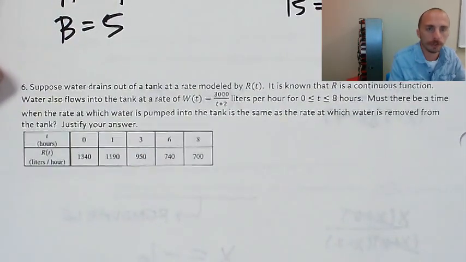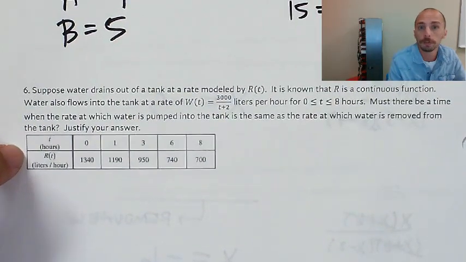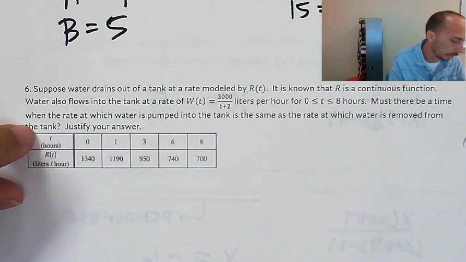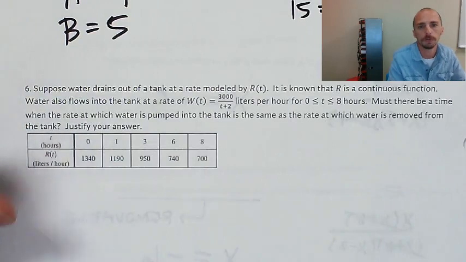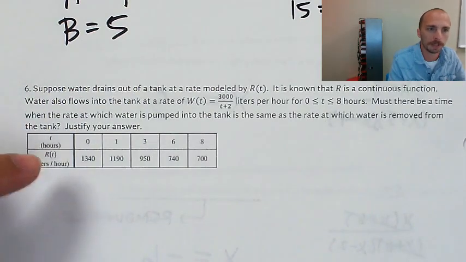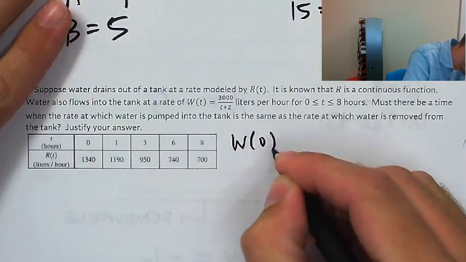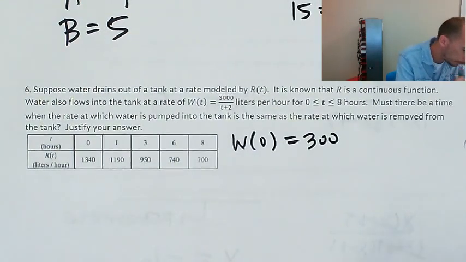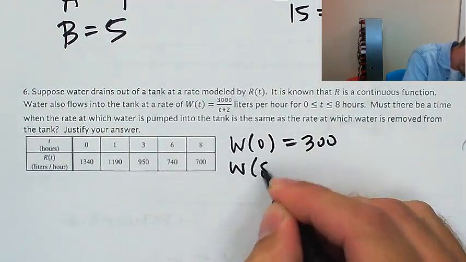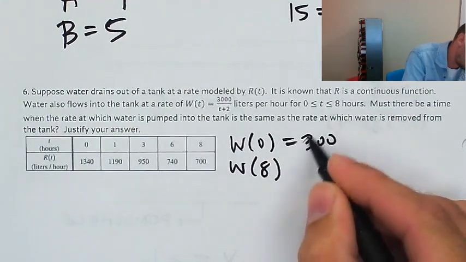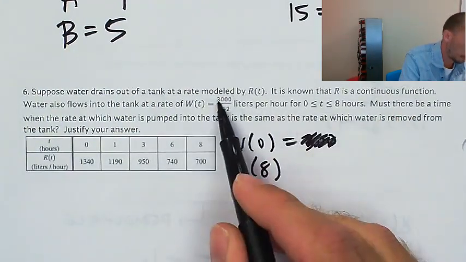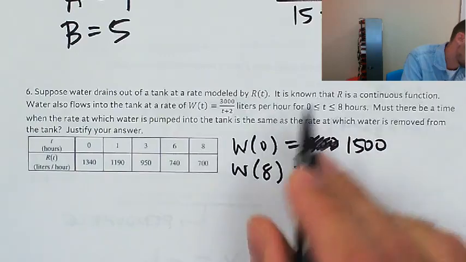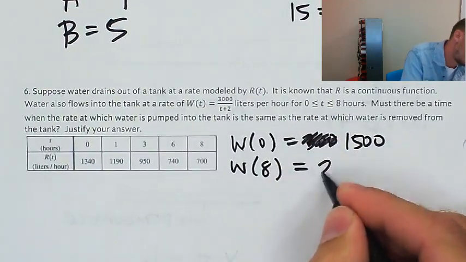Okay, now this problem wasn't scored for this year. Who knows, maybe in a future year it is. But this is something that we're going to do later on in the course, where we have to cook up a new function. Basically the idea is, w of 0 equals 3,000 divided by 2, which is 1,500. W of 8 is equal to 3,000 divided by 10, which is 300.